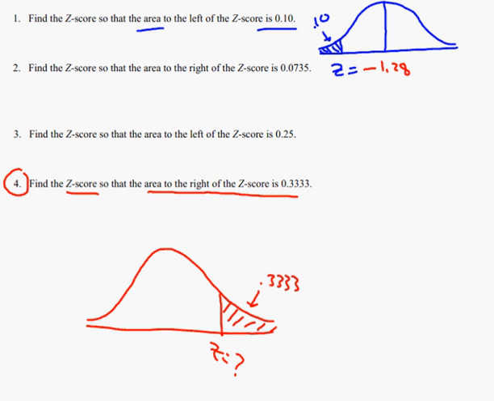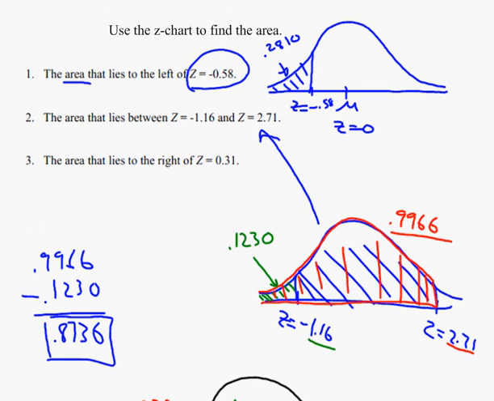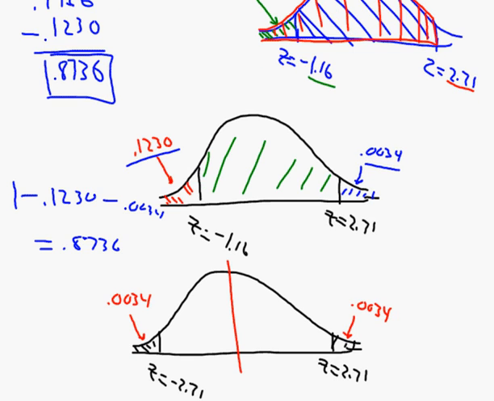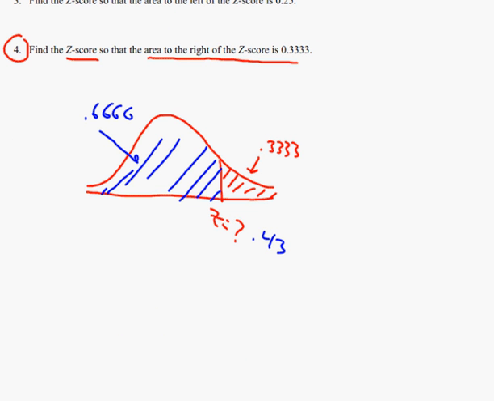And I want that area in there to be 0.3333. Well, we know we can't look that up in the chart because the chart area is only to the left of our z-scores. So we just need to ask yourself what this blue area is. That's 0.6666. Okay? And then you go back to the z-chart and you look for something close to that number. And I don't know, maybe this right here. A z-score of 0.43 does the job. Okay? So that's here. So z equals 0.43.